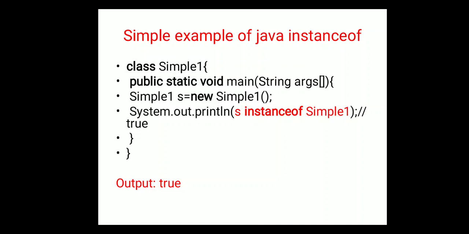Now in this line s instance of simple1, we need to remember that instance of operator returns a Boolean value, either true or false. So here we can observe that s is an object of simple1 class. So the output is true because s is an instance of simple1 class. This is the first simple example for instance of operator. Next we will see another example in the concept of inheritance.